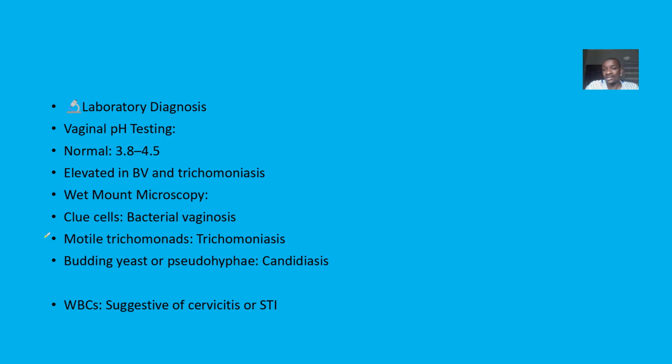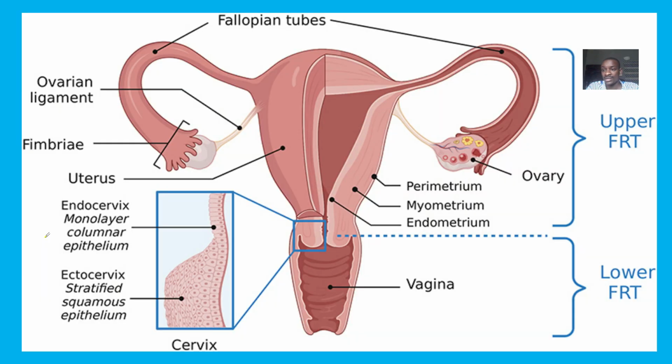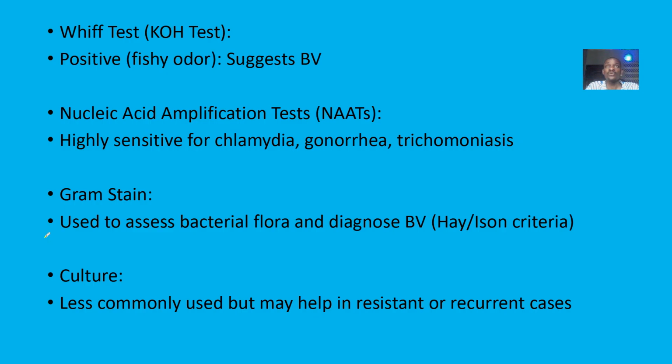Then you move to the lab, right? In the lab, you check the vaginal pH. You do wet mounts to see if there are any bacteria or fungi. That's what microscopy does. Then for Trichomonas vaginalis, right? They do a whiff test.